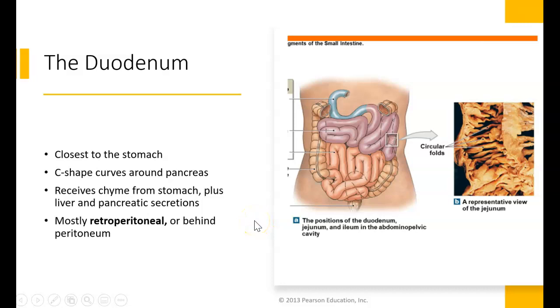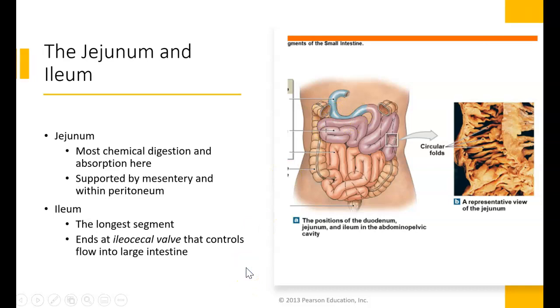We call the duodenum retroperitoneal because it actually sits behind the peritoneum. We could technically further divide the duodenum into 4 segments: the superior, descending, horizontal, and ascending duodenum, which is pretty amazing because it's a pretty small structure.